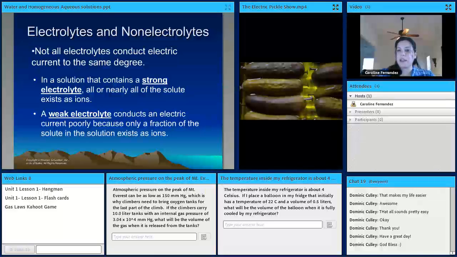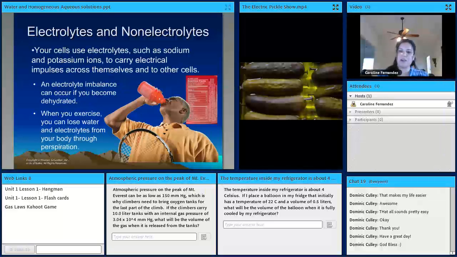All right, so our electrolytes can be divided into two major types. A strong electrolyte is one where all or nearly all the solutes exist in the form of ions. Weak electrolytes don't completely dissociate. Only a fraction of the solutes exist in the form of ions. So there isn't as much electricity being conducted, and they're considered to be weak electrolytes.